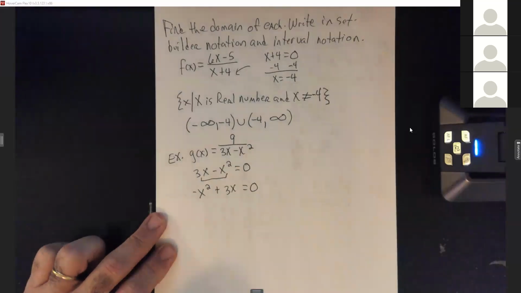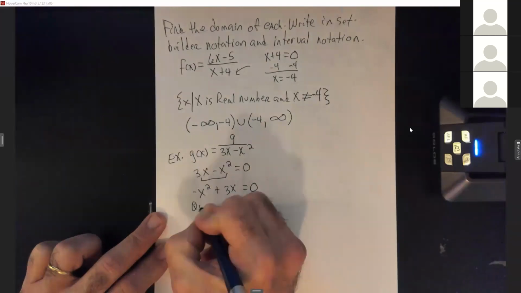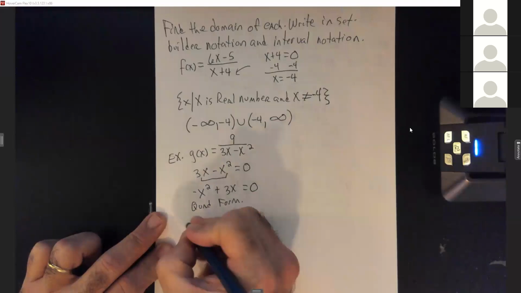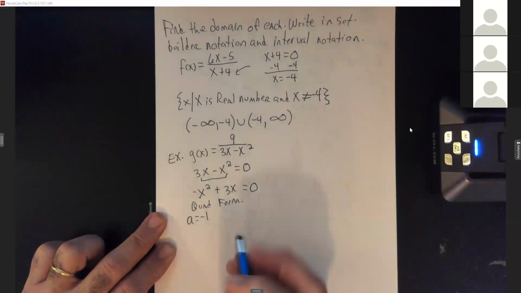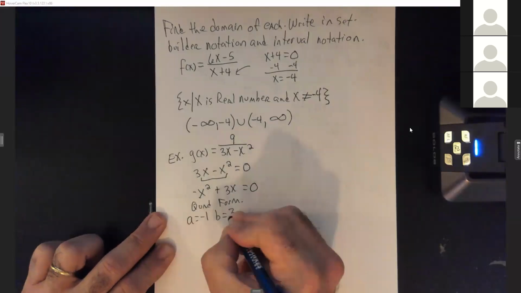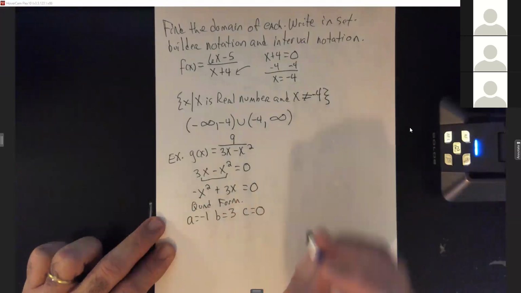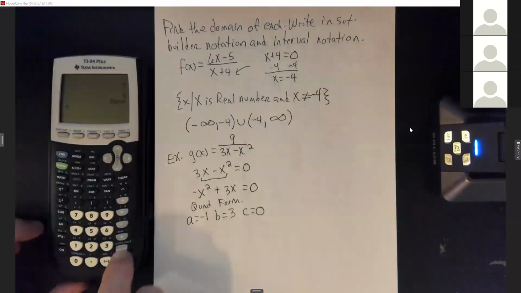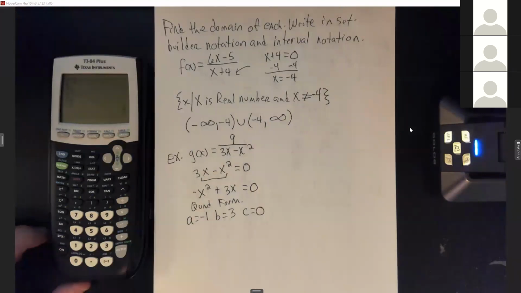Now, we're going to hit this with the quad. So the quad formula for this, A will be a -1 because that's a negative x squared. B will be 3 because that's the x term. C, since we don't have a number at the end, will be 0. All right, so then we hit enter on the quad. We put a -1 for the A, 3 for the B, 0 for the C, and I get 0 and 3.